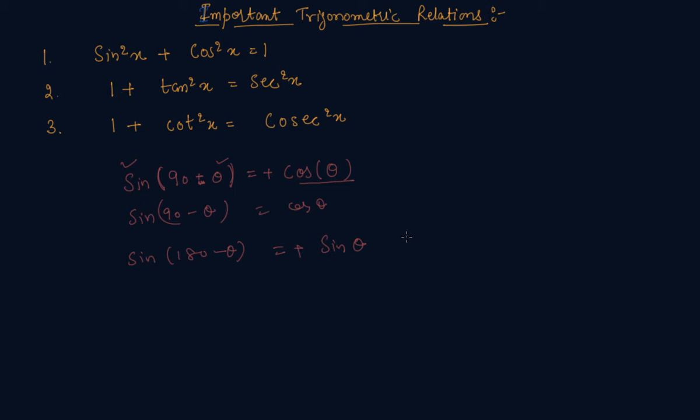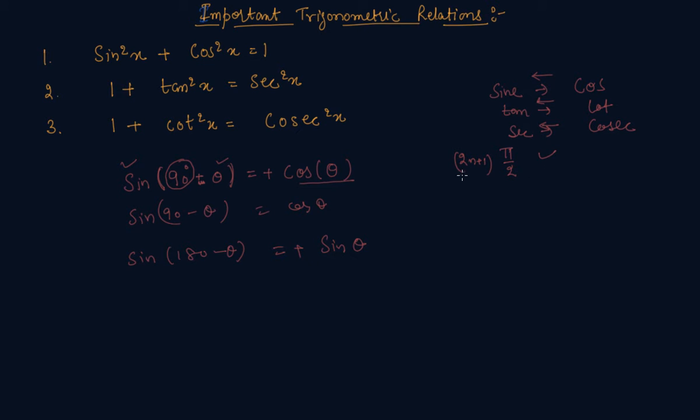Okay, so what I am trying to say here is that for odd multiples of π/2, meaning (2n+1)π/2, the function sine changes to cos, tangent changes to cotangent, secant changes to cosecant, and the reverse is also true.